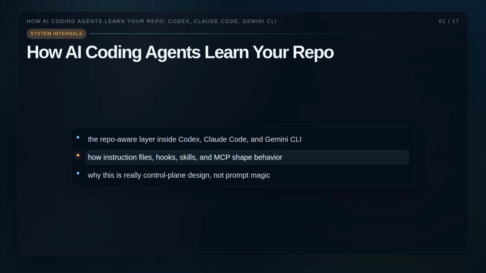Why did it follow one rule and ignore another? Why did it know the right test command? Why did it ask for approval in one place but not another? The answer is that repo awareness is engineered. It comes from instruction files, reusable task guidance, tool registration, trust settings, and context assembly. This deck walks through that layer directly.